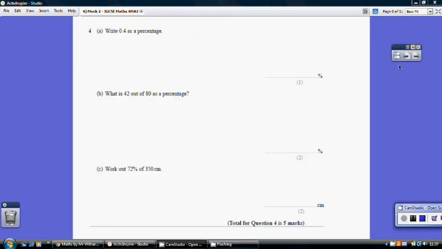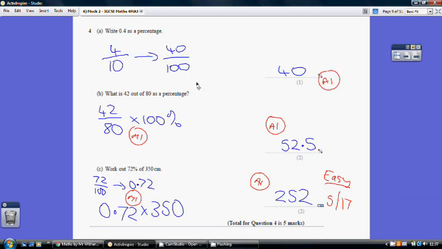Question 4. So again, use your calculator as much as you can to work these out or to check your answers. So 0.4 as a percentage. Well, 0.4 has got 4 in the 10th column. That's 4 out of 10. A percentage means out of 100. 4 out of 10 is the same as 40 out of 100.